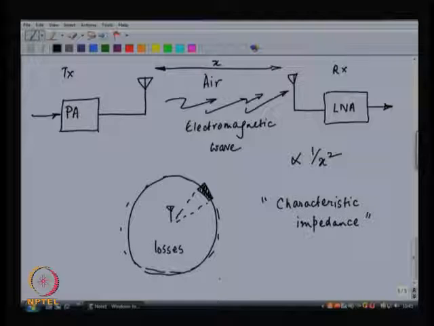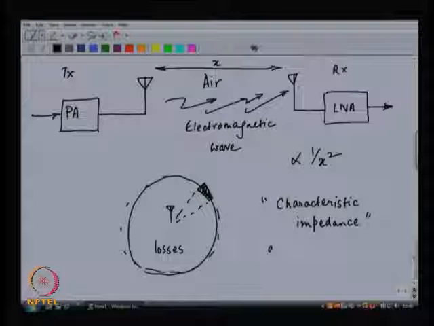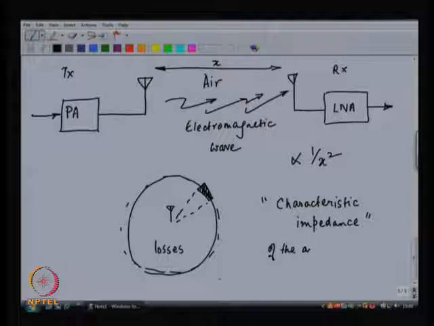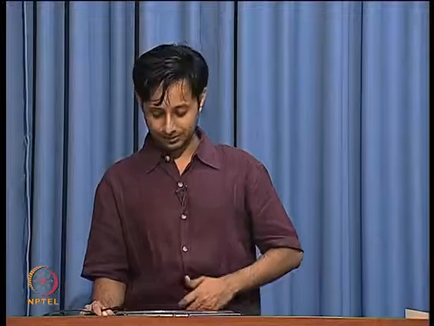So, once again, we choose a certain characteristic impedance of the antenna. This characteristic impedance is chosen to minimize losses and also to handle as much power as possible. We do not want to have a lightning striking across the transmitter and the receiver. That is also not something very good, right? We want to handle as much power as possible, at the same time we want to minimize losses.